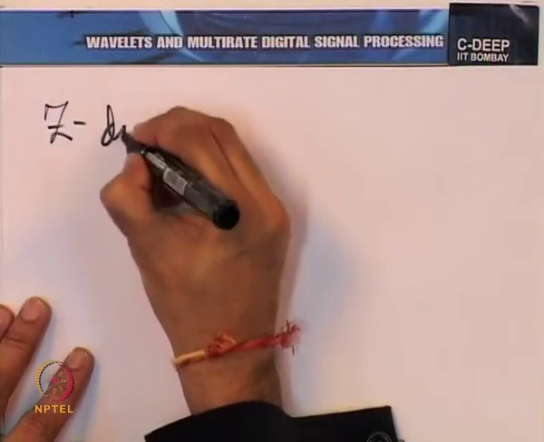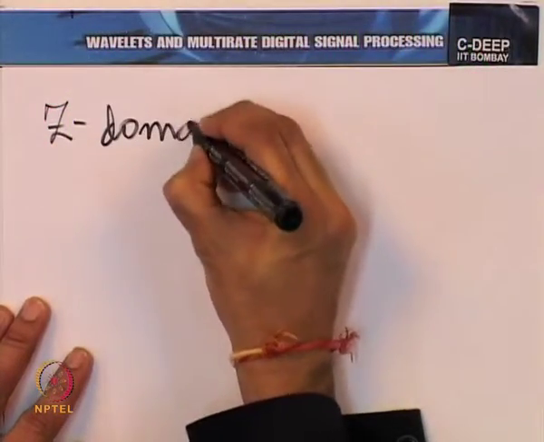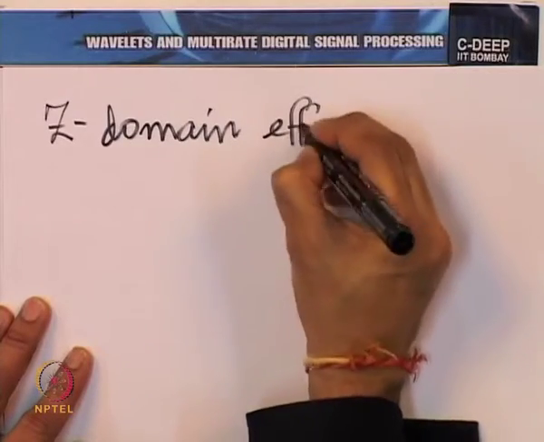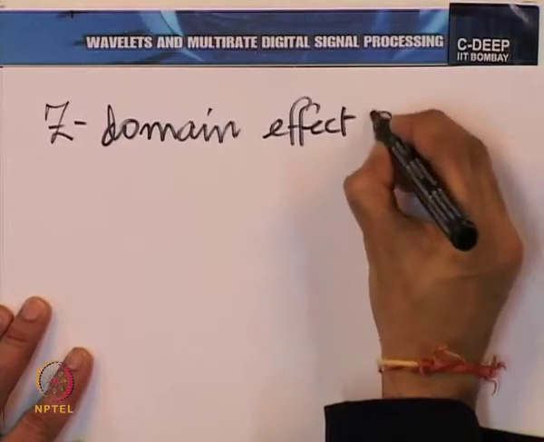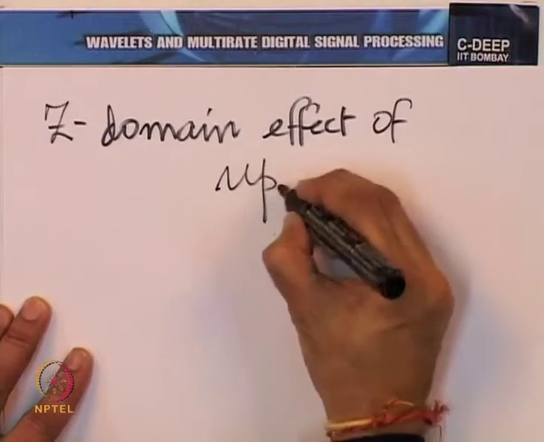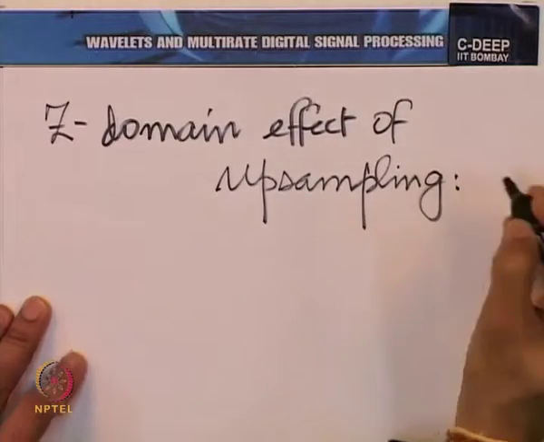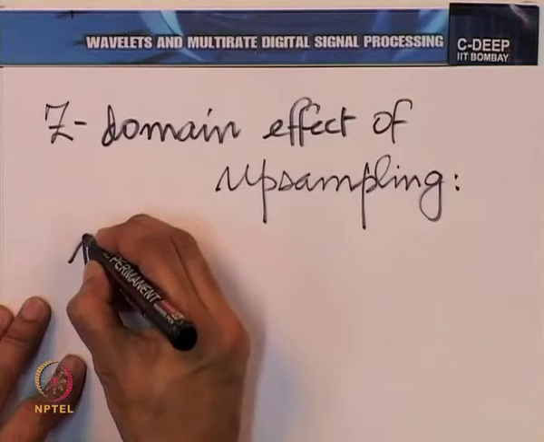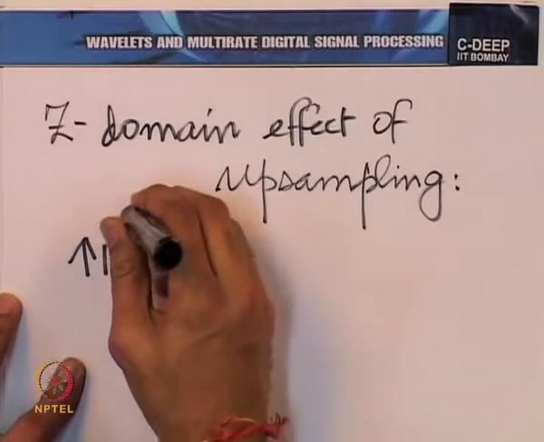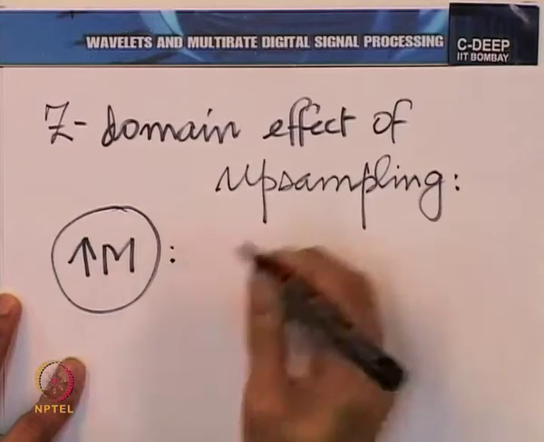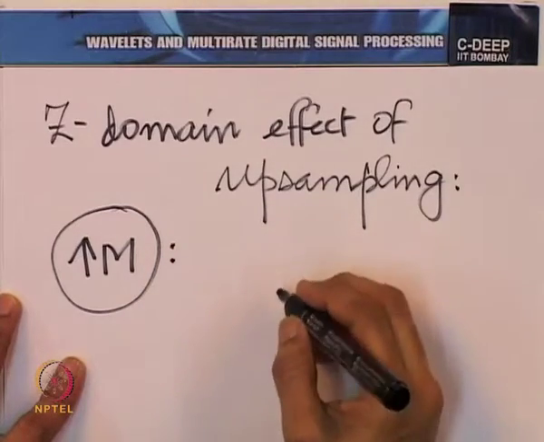Now, it is easier to understand the effect of upsampling, in fact, by a general factor of M in the z domain. So, let us begin with that. Let us consider a general factor of M, upsampling by M most generally. What do we do when we upsample by M? That is easy.